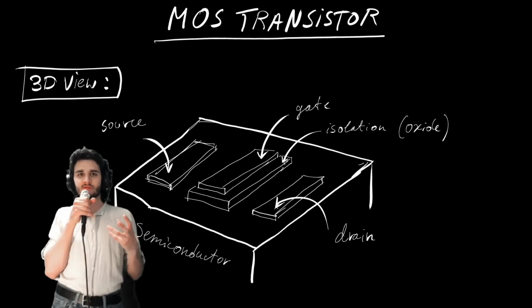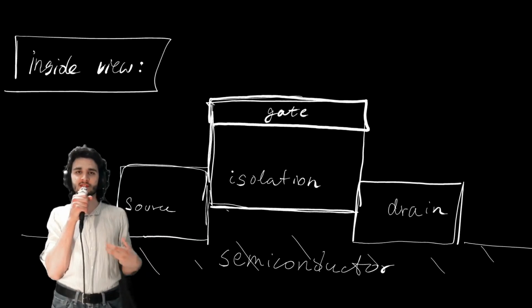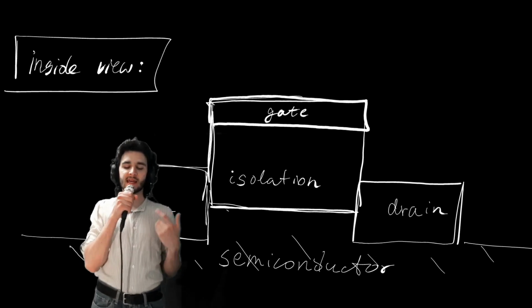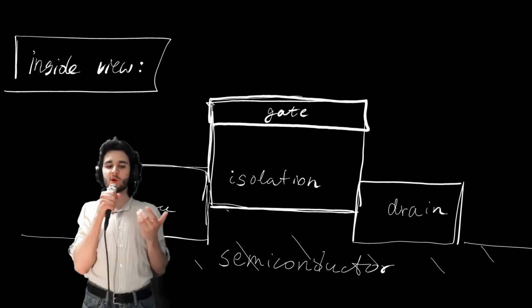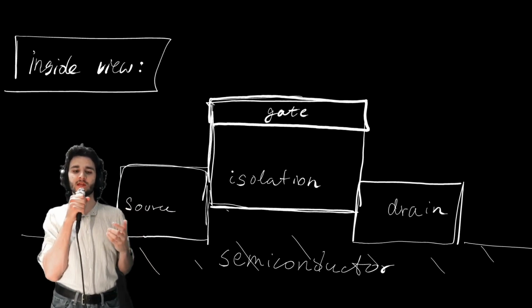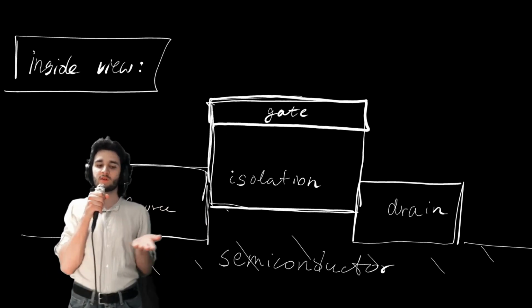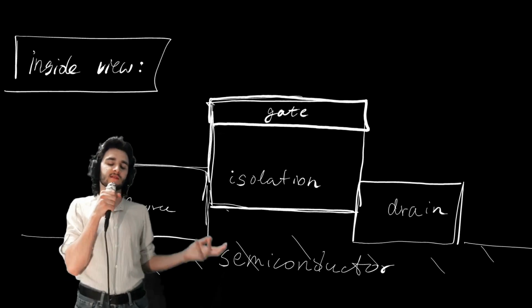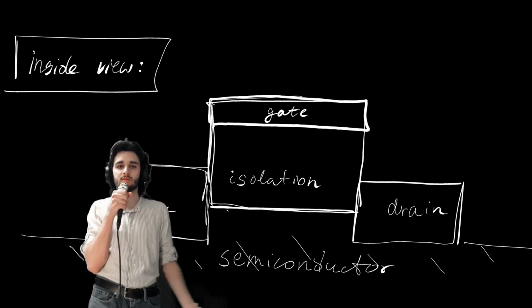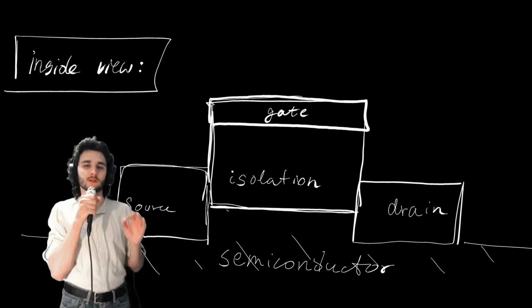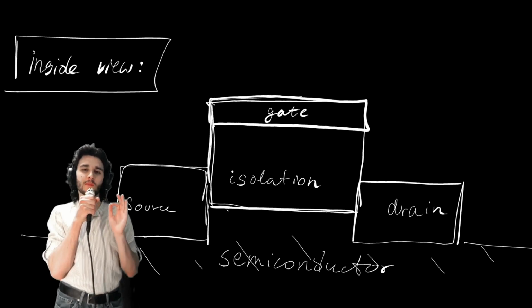So now let's see it from a different perspective. Here we have the same situation, and as you can see, there is no path for the current to flow, right? Because the semiconductor is not conducting, there is no way for the current to flow. It cannot flow through the isolation, of course, that's really like duh. So now here's the key thing to remember.